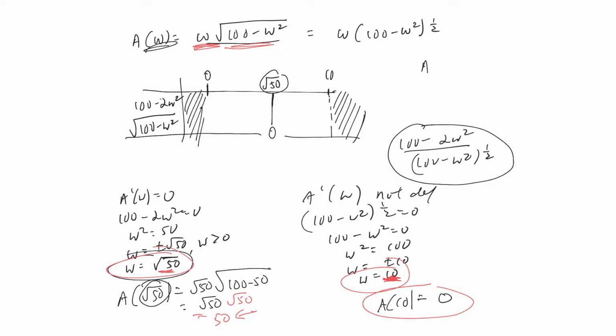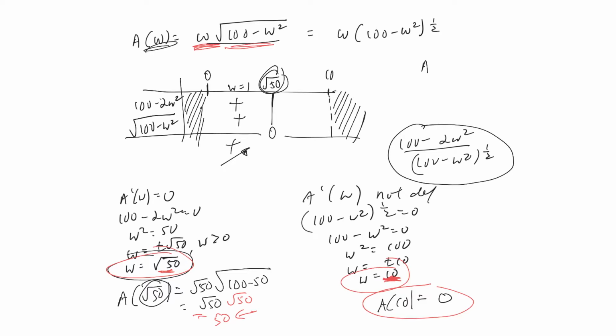Now, what happens if you sub in, for example, a number to the left of root 50, such as w equals 1? If you sub 1 into this piece here, you're going to get a positive, a positive, and a positive. That's great. That means the graph is going up to the left of this point here.